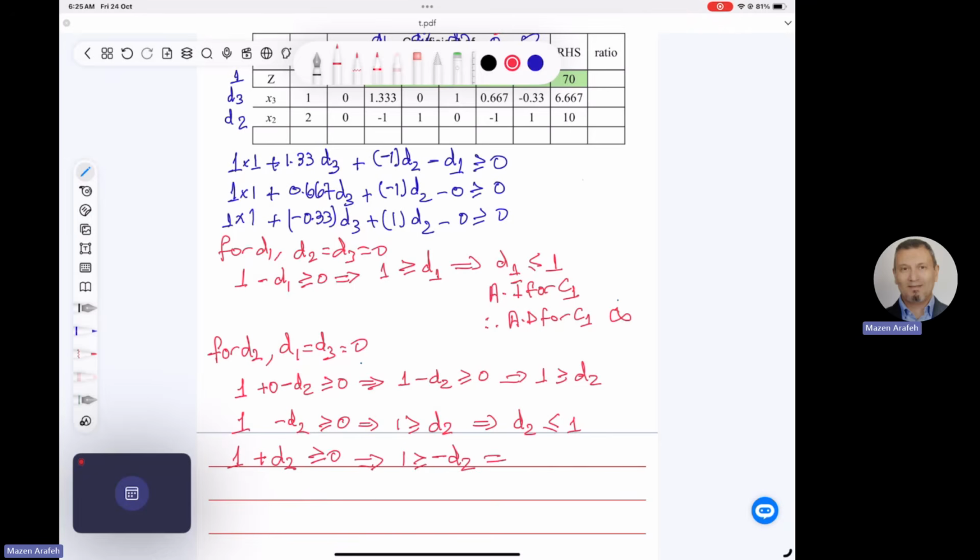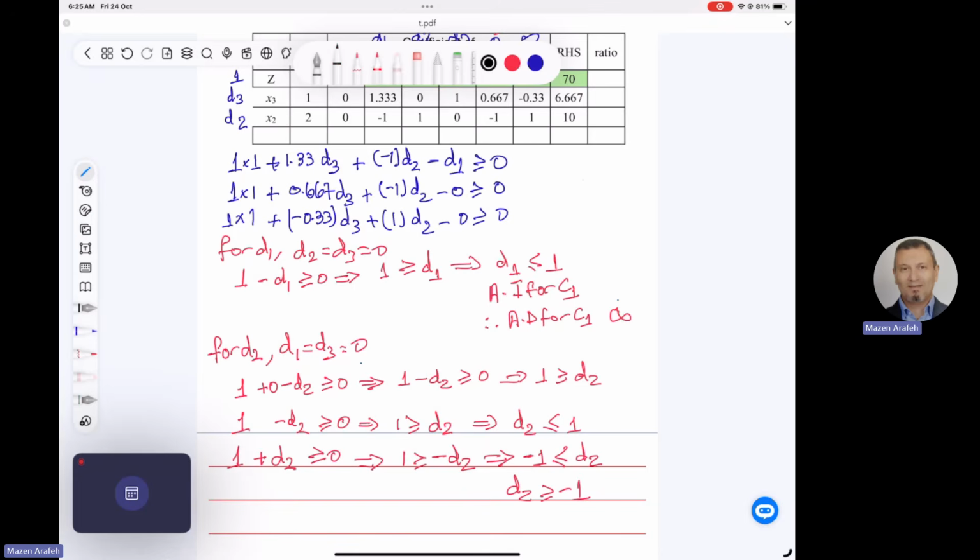So therefore, now I have to multiply by minus 1 and flip the sign. So now I have minus 1 less than or equal to D2. Therefore, D2 is greater than or equal to minus 1.